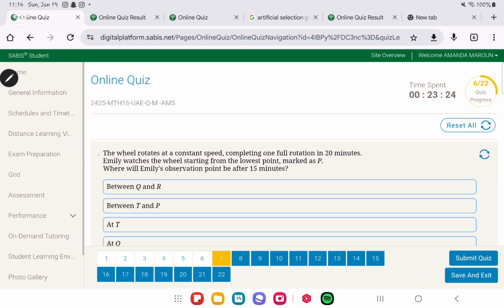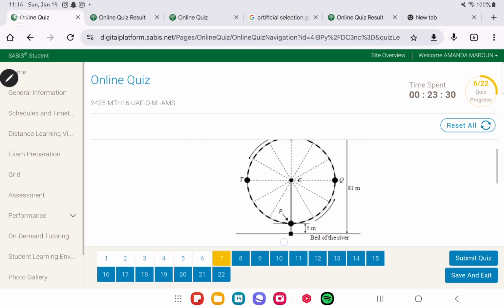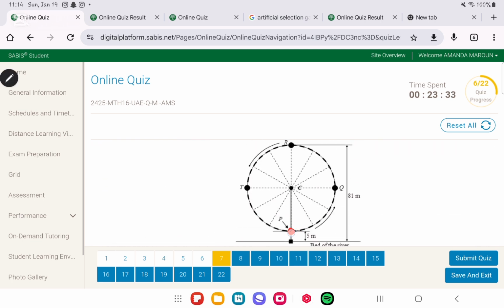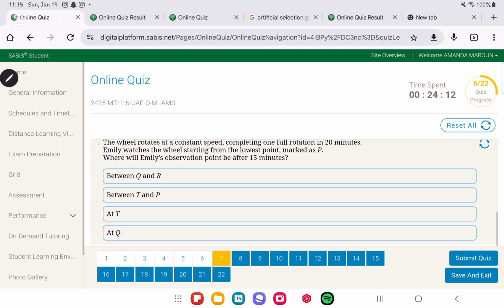Okay, Emily watches the wheel starting from the lowest point, marked as P. Where will Emily's observation point be after 15 minutes? So Emily is observing this point over here, P. We know every 5 minutes, one quarter of the wheel will be finished. So 5 minutes, then 5 minutes, this is 10 minutes, then finally another 5 minutes. So this is 15 minutes in total, and we reached the point T. So after 15 minutes, her point of focus is going to be at the point T.